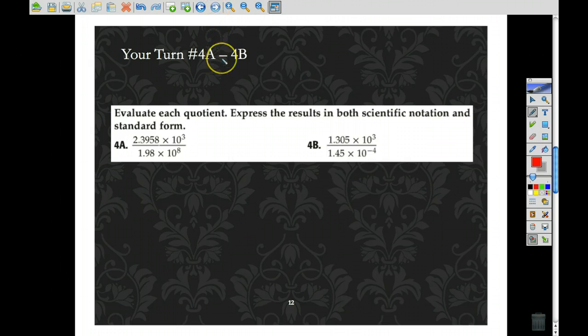Okay, this is your last slide. So do your turn 4A and 4B. Simplify these two scientific notations and put it in standard form. And once you're done, make sure you put that in your book bag and bring it back to school for your homework credit.